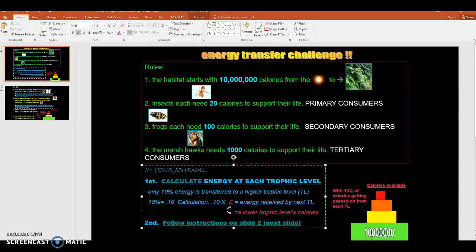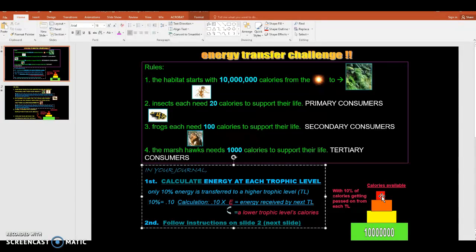Right here, we took 10 million, we multiplied it by 0.10 or 10%, and we figured out how many calories are available at this trophic level. Then we take this amount and use it to decide how many calories are getting transferred up to this next one, which would only be 10%. So 10% of this one goes here, and 10% of this one will be available to the top consumer.